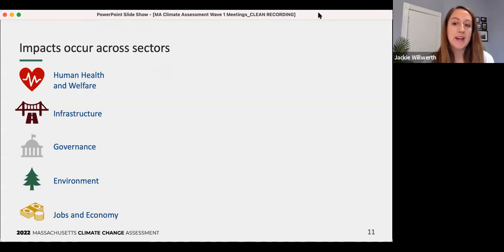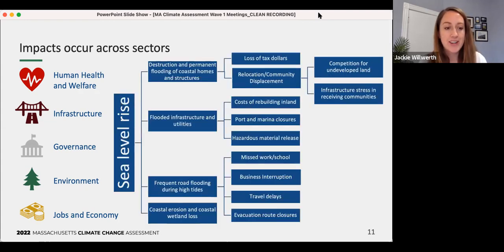So we've just looked at the impacts organized by hazards, but you can also think about these by sector. And in this assessment, we're looking across the 5 sectors listed here: human health and welfare, infrastructure, governance, environment, and jobs and economy. The sectors help us prioritize what to do in terms of adaptation eventually, and also, who might be responsible for addressing certain concerns. Obviously, these sectors overlap, and this is not an exact science, just as the hazards can interact, but this helps us kind of organize the impacts that we're seeing.